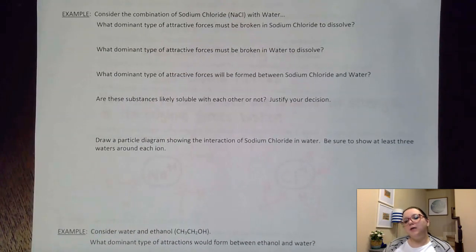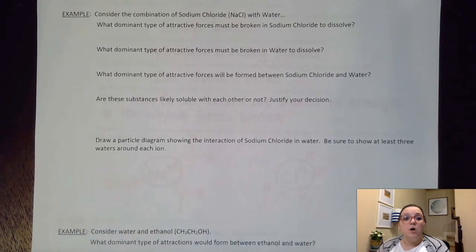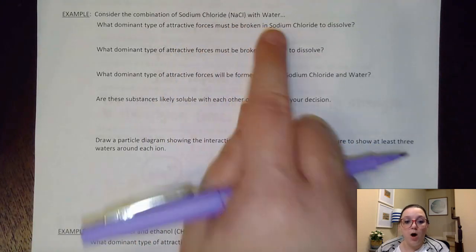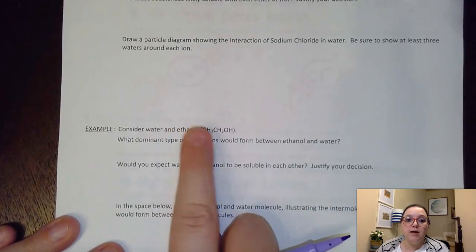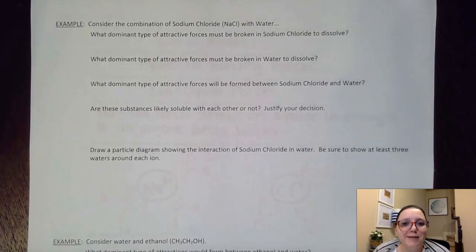but it also asks you a little bit of a review question in that it wants you to draw a particle diagram that shows what those attractions would look like. So this is a little bit of a review from last class. So this one has sodium chloride with water. This one has water and ethanol. And so what I want you to do is just to take a few moments and see if you can work through this example. So pause the video, go try them out. I'll give you a moment.